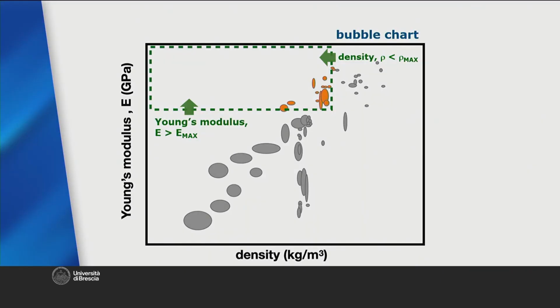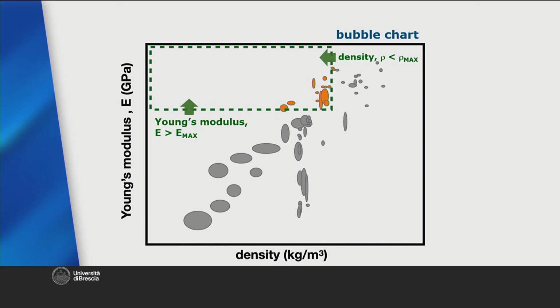An alternative that is much richer in information compared to the classic bar representation is the use of bubble charts. In these diagrams, materials are displayed on a Cartesian plane, where the axes represent two properties, for example, elastic modulus and density. Each material occupies a bubble on the chart.